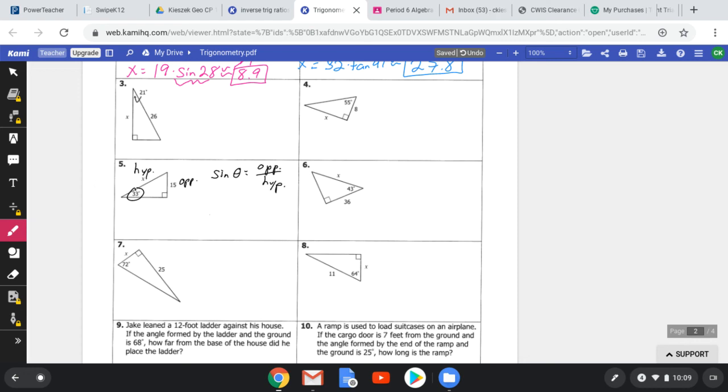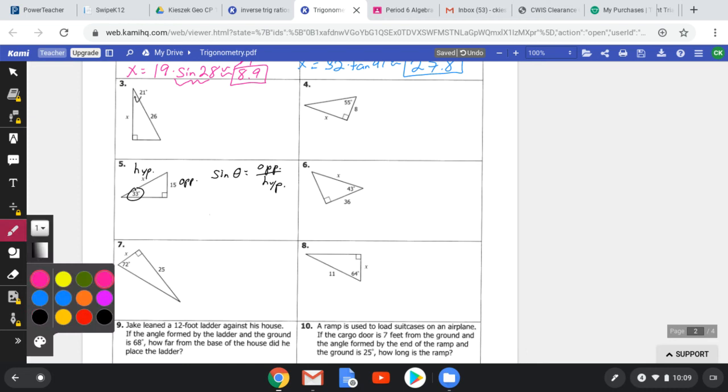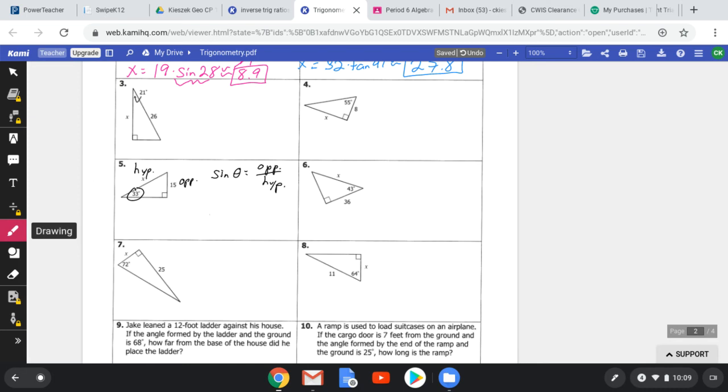You don't need to necessarily write this step down here, but I'm just doing it now so that you get in the habit of remembering what the ratios are, and then eventually when you get better at this, you probably won't have to do it. So then, fill in the blanks here. Sine 33 equals, now opposite's 15, hypotenuse is x.